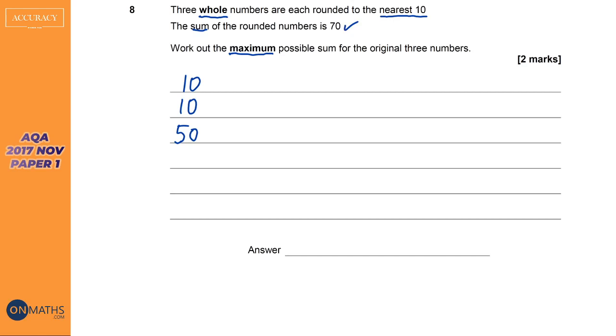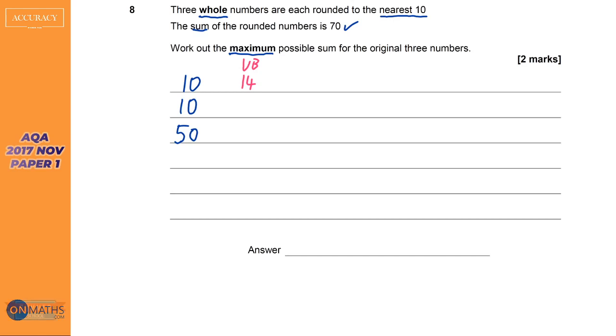And they're rounded to the nearest 10, so we've got to find the lower bounds and the upper bounds of each of them. The reason for that is that we're looking for the maximum possible sum of the original three numbers. So we're looking to see what the biggest number they could have been before. So we just think logically here, well, what could 10 have been before it was rounded? Well, the biggest number it could have been is 14. Now, again, you might be asking, well, why is it not 15, given the previous question? Well, if it was 15, it would definitely round to 20.